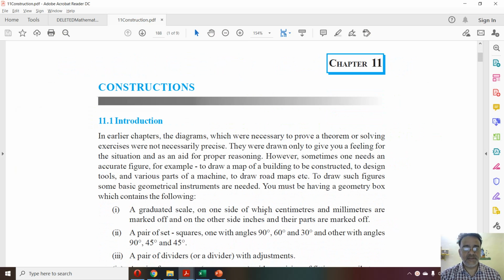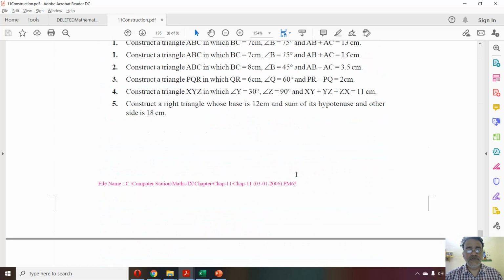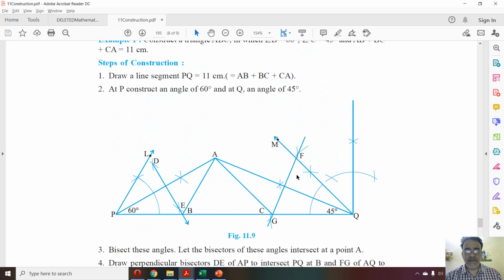So today we are going to start the revision of construction, and in construction one construction has been deleted, that is construction of triangle of given perimeter and base angles, which is the most difficult construction of this chapter, right? And that is the one that has been deleted. Okay, I will show you which question and which example has been deleted.